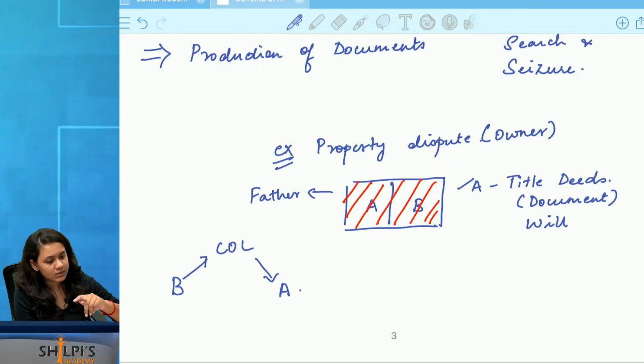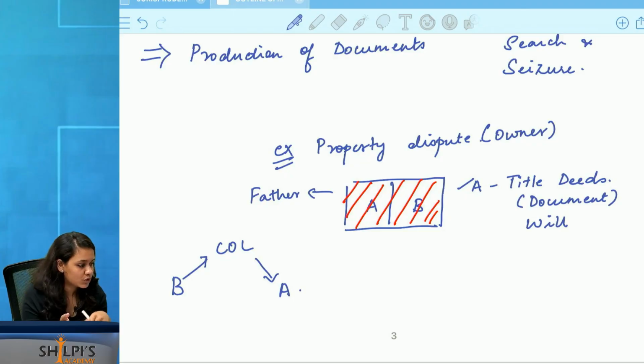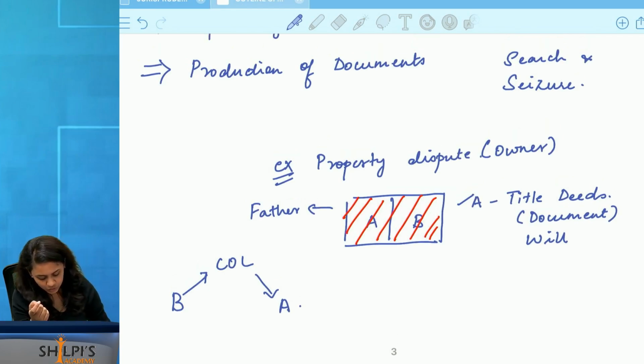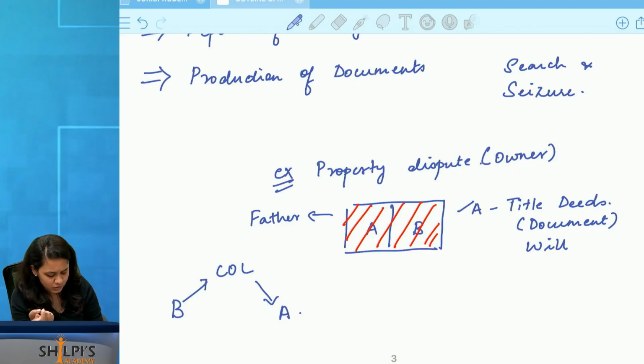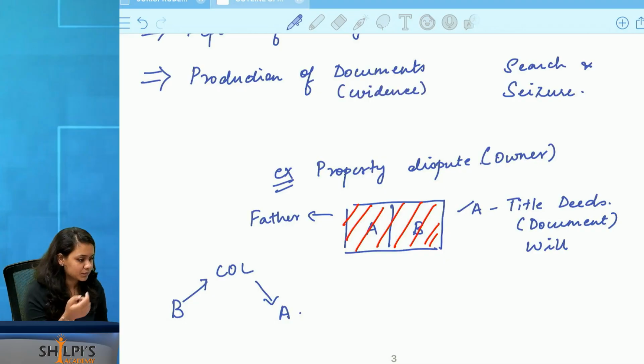So when some other authority or person has the necessary documents to decide the dispute, the court can pass an order to produce those documents or produce that thing before the court of law. Okay, this is one power that is given to the court for procuring evidence, and we'll also call that as production of documents, or generally I will just say of evidence.